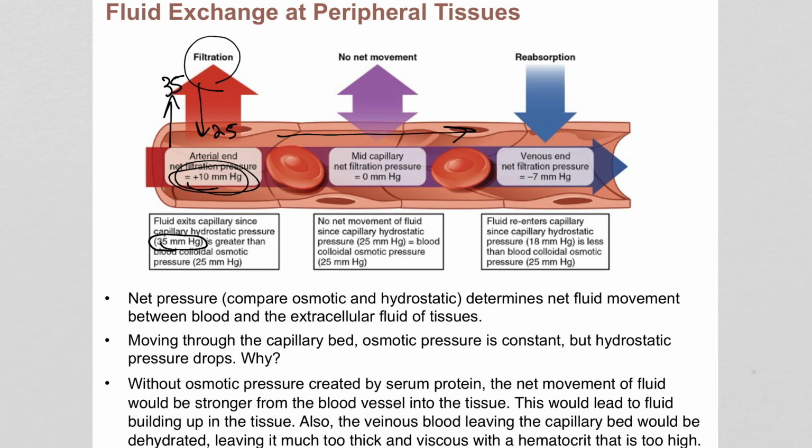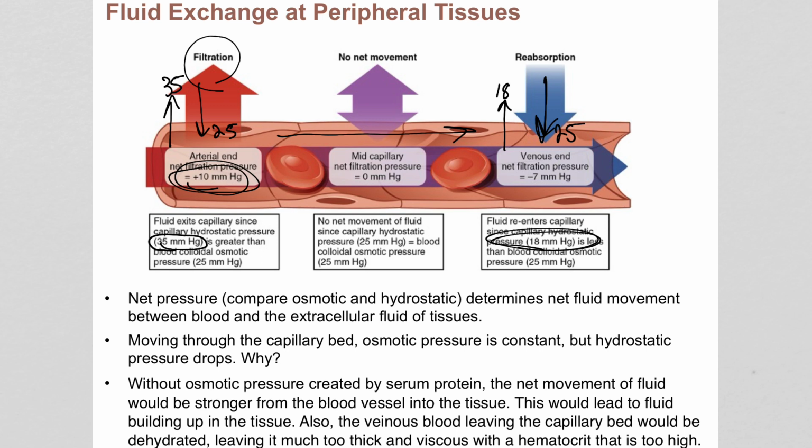Now, as we move down towards the other end, the venous end, hydrostatic pressure is going to drop, right? Eventually, it becomes lower than osmotic. And so now we only have 18 worth of hydrostatic pressure pushing this way, but osmotic pressure doesn't really change, so we still have our 25 pulling that way. That means that at the venous end, the osmotic pressure wins, right? And we pull some of that fluid back into the blood.